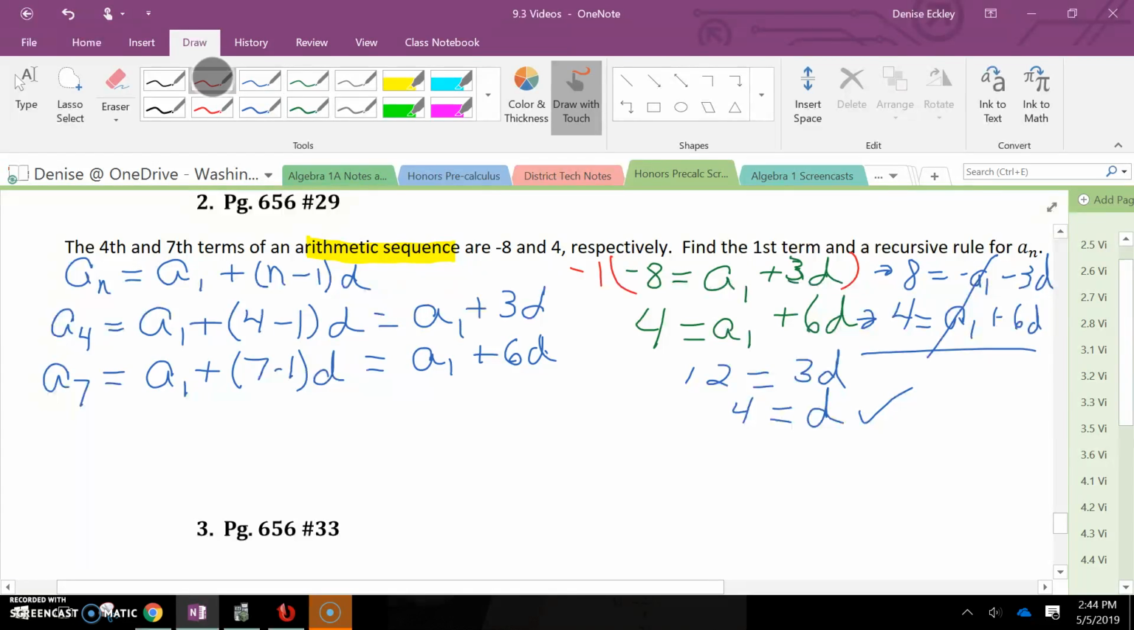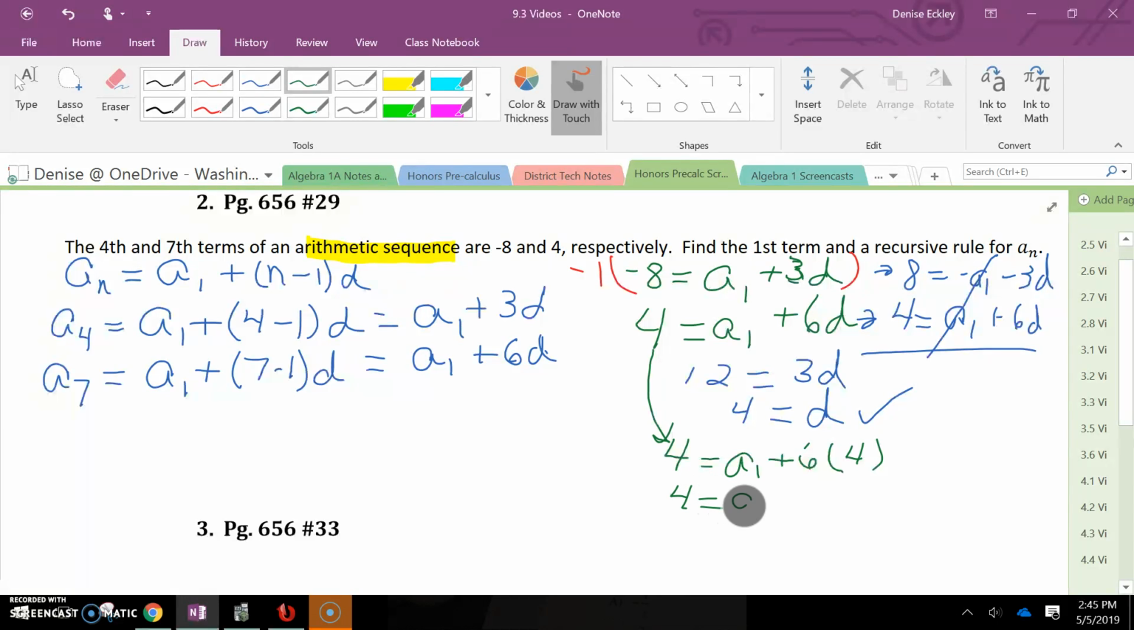So I have now that 4 is going to equal a1 plus 6 times 4. So this is coming from that equation there. So when I do that, I'm going to have 4 equals a1 plus 24. So -20 equals a1. So now I have part of my answer.